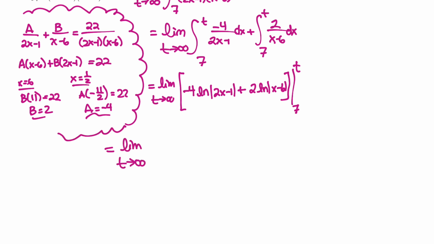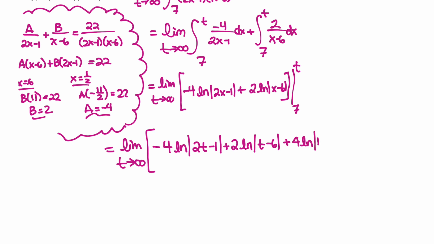Let's see if you guys are matching me. Minus 4 natural log 2t minus 1 plus 2 natural log t minus 6 plus. Did I make a mistake? In front of the first natural log, would it be minus 2 or negative 2? Oh God, yes! Thank you! Absolutely!